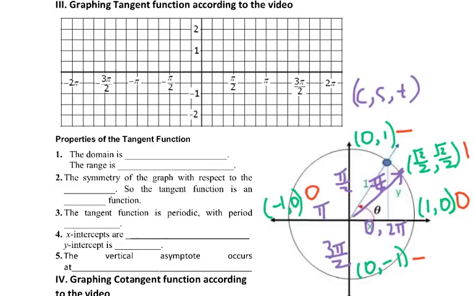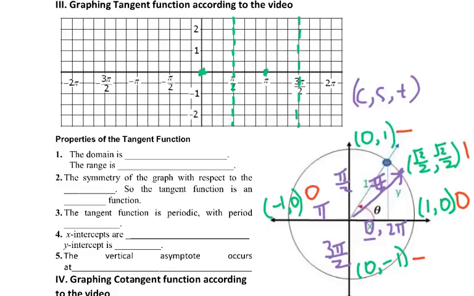When you have 0 and 0, that's over here. And pi over 2 will be undefined. That means a dotted line, an asymptote line. I have pi, then it's 0 again. Then 3 pi over 2 will be a dotted line.